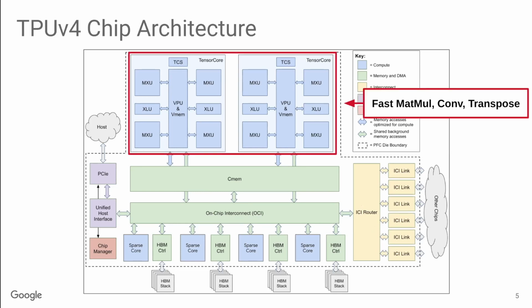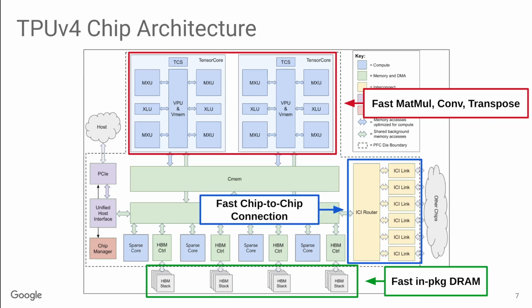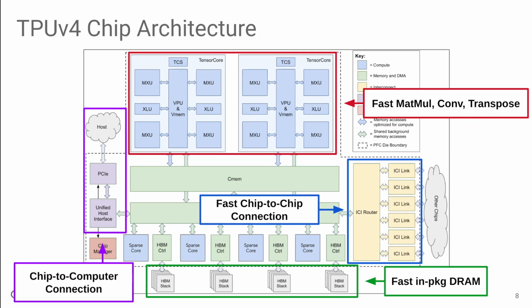So here's, again, going through the pieces. The fast matmuls, convolutions, transposes are done in the matrix multiply units. The DRAM gives lots of in-package RAM. In this, there is 32 gigabytes of in-package HBM. And being HBM, it's high bandwidth. Here's the chip-to-chip connections and the chip-to-computer connection over PCIe.